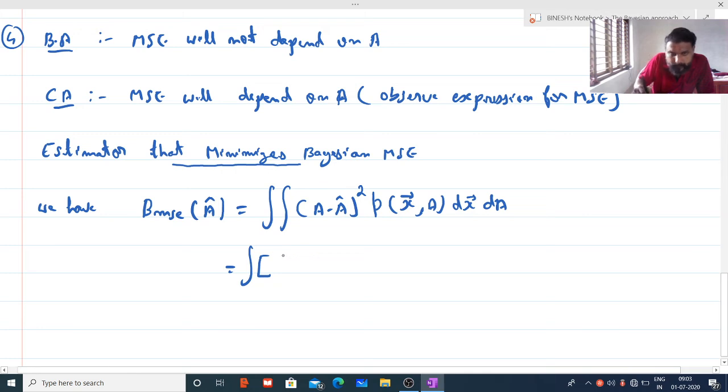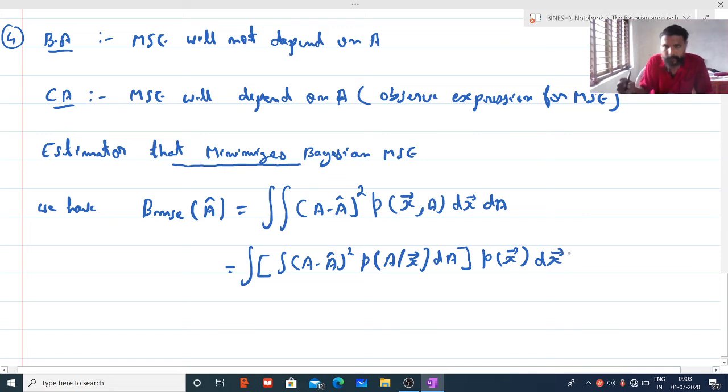That I can rewrite as the integral, with the inner integral of (A minus A cap) square, P of A given x, dA, in square brackets, into P of x into dx. Clear?